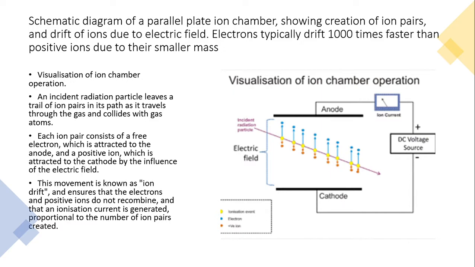An incident radiation particle leaves a trail of ion pairs in its path as it travels through the gas and collides with gas atoms. Each ion pair consists of a free electron, which is attracted to the anode, and a positive ion, which is attracted to the cathode by the influence of the electric field. This movement is known as ion drift and ensures that the electrons and positive ions don't recombine and that an ionization current is generated, proportional to the number of ion pairs created.